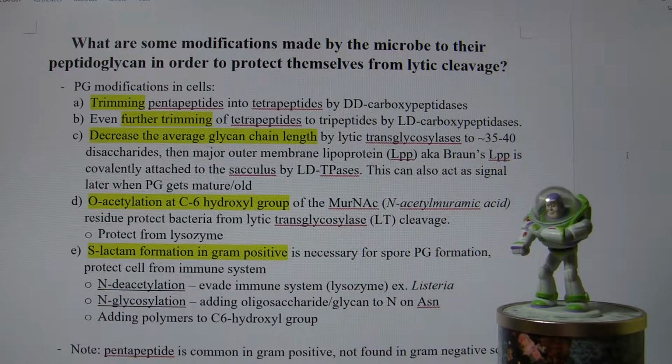What are some modifications made by the microbe to their peptidoglycan in order to protect themselves from lytic cleavage? Well, in microorganisms, they have several kinds of modifications made on peptidoglycan. And a really important thing to remind yourself is that microorganisms are unicellular organisms.